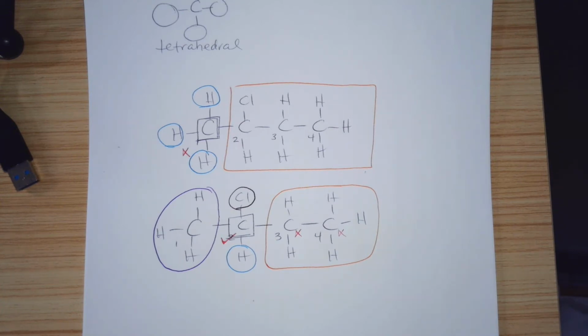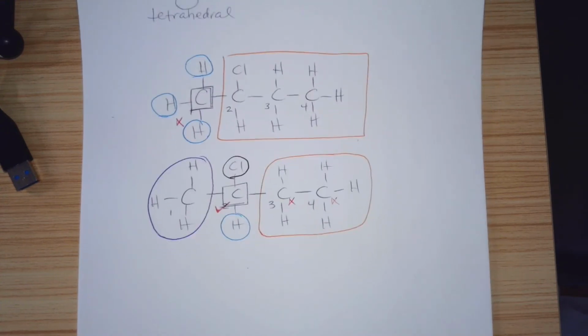Having a chiral center means that this molecule can exist in 2 different 3D arrangements. You may have it where the chlorine is coming towards you. You may have it where the chlorine is going away from you. So there are 2 different ways in which this molecule can be shown.